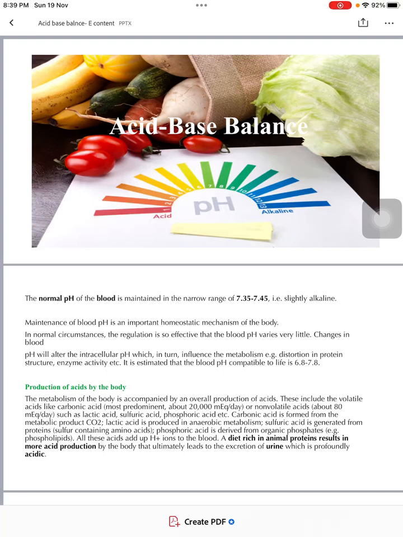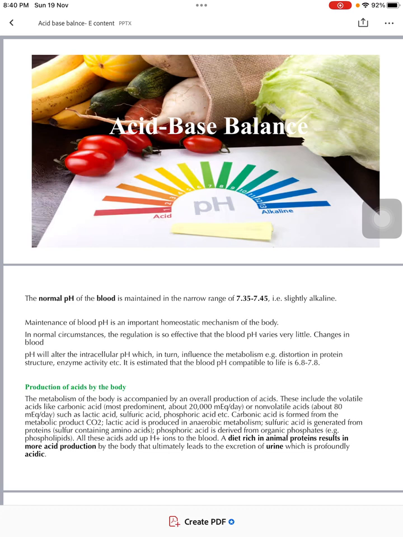Buffers, acid-base balance, and the diseases related to acid-base balance. The normal pH of blood is maintained in the narrow range of 7.35 to 7.45, that is slightly alkaline. Maintenance of blood pH is an important homeostatic mechanism of the body. In normal circumstances, the regulation is so effective that the blood pH varies very little.